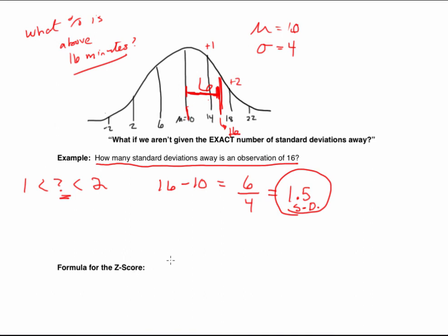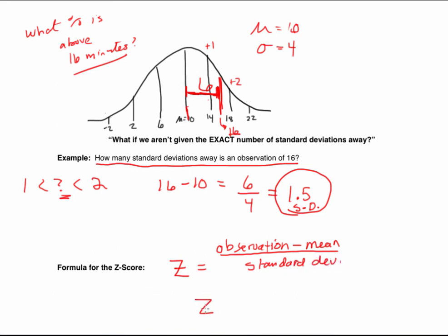And the formula is exactly what we just derived here. We take our observation and first figure out how far our observation is from the mean, so we subtract those two values. In this case, we took 16 and subtracted our mean of 10, finding the absolute distance between those two. Then we divide that by the size of the standard deviation. This is just writing it in words.